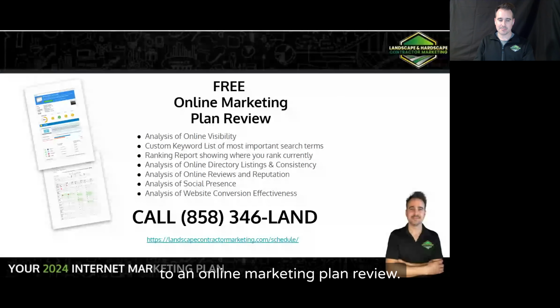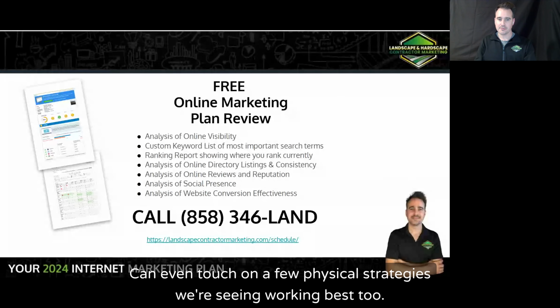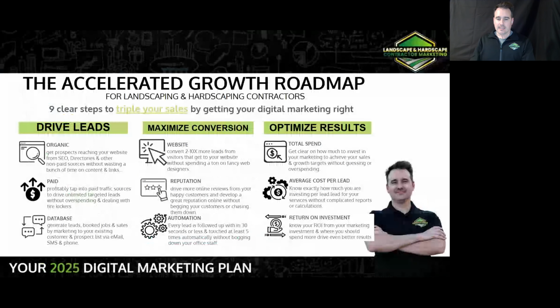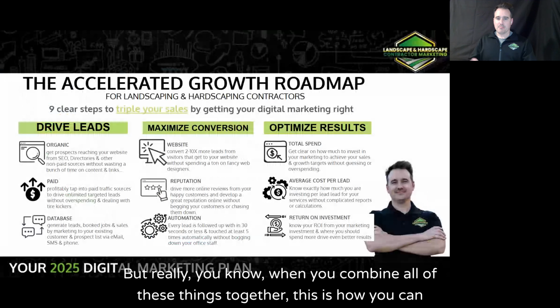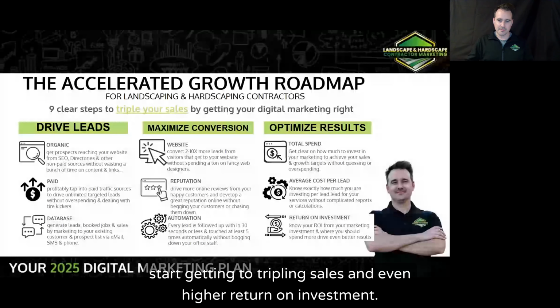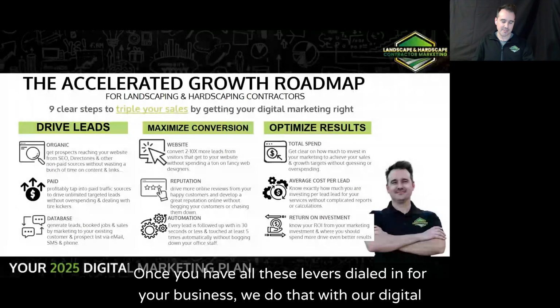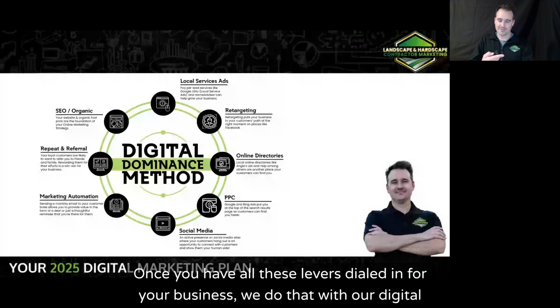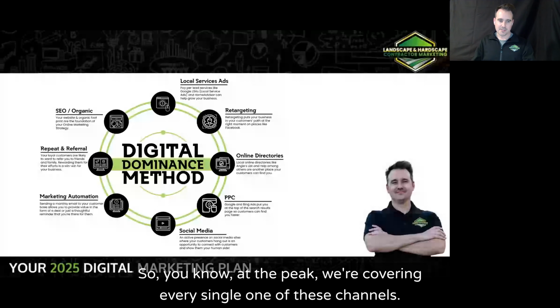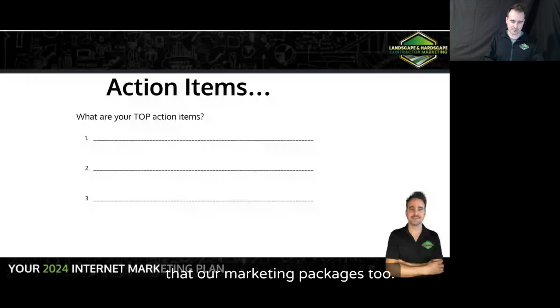We can do an online marketing plan review, and even touch on a few physical strategies we're seeing working best too. But really, when you combine all of these things together, this is how you can start getting to tripling sales and even higher return on investment once you have all these levers dialed in for your business. We do that with our digital dominance method. So, at the peak, we're covering every single one of these channels with our marketing packages too.